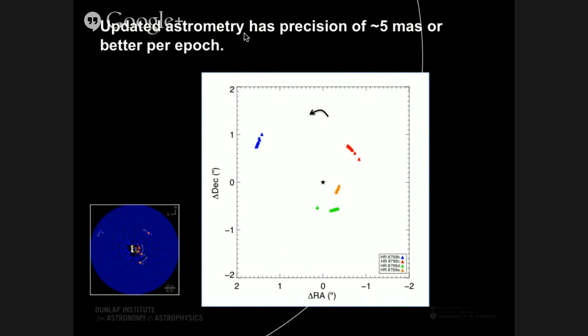So I've plotted the actual astrometry for each of the 4 planets, and each of these colors I'll use again and again to represent the same planets. Everything is rotating this way, again, which is good, counterclockwise. And we finally have enough data that we've actually detected orbital acceleration, so curvature in some of the orbits of these planets. We've measured curvature for these 2, and we predict we'll measure curvature this year for the other 2 planets.